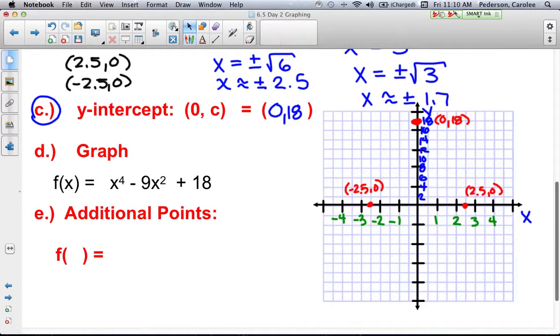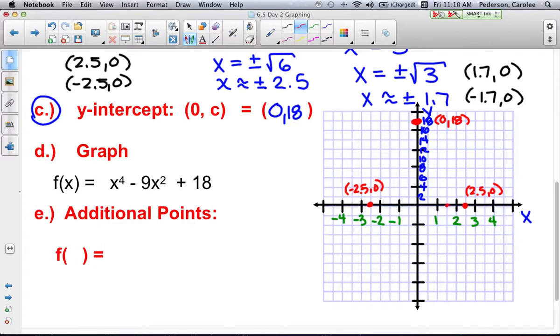And then I have these other set of x-intercepts at approximately 1.7, comma 0, and negative 1.7, comma 0. So these points are at over 1.7, so about here, and about there. Okay, so we've identified the y-intercept and the 4 x-intercepts.